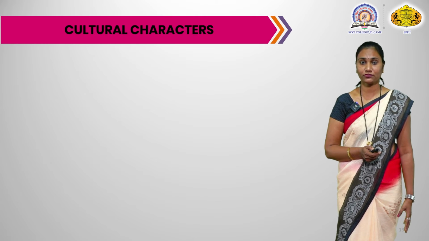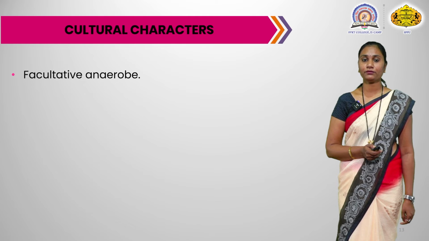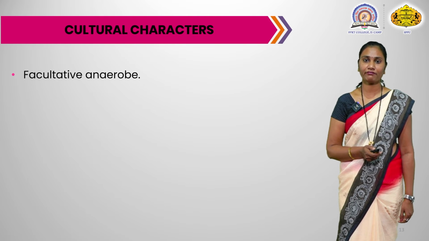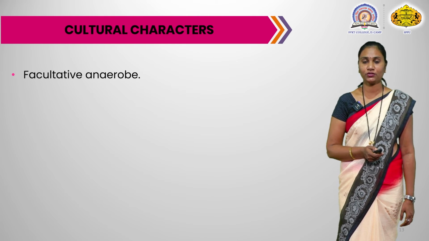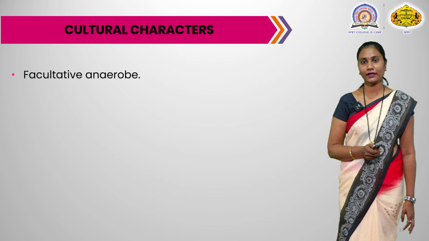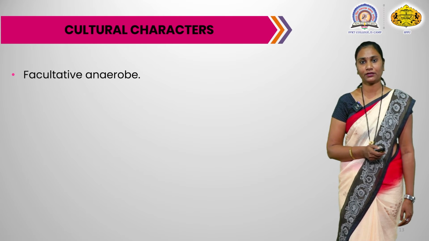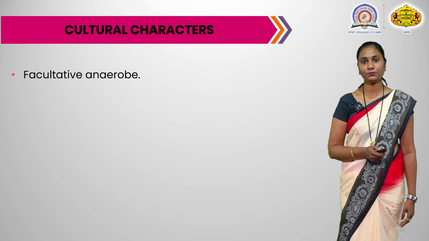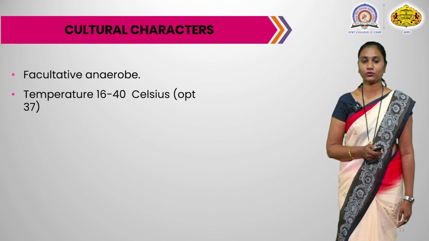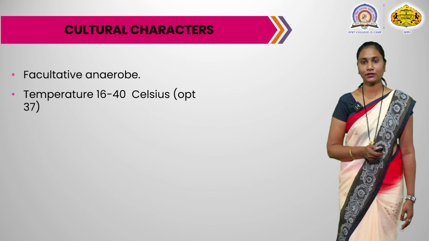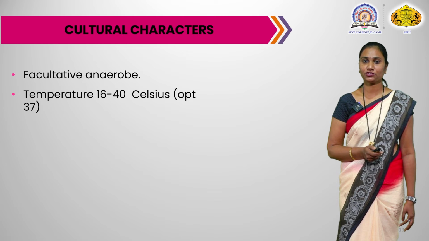Next we are going to move on to the cultural characteristics of this organism, how you are going to grow it if you want. Now when we talk about Vibrios, they are facultative anaerobic in nature. So they have a tendency to grow under aerobic as well as anaerobic conditions, but they generally prefer aerobic conditions as far as growth is concerned. The temperature ranges from 16 to 40 degrees centigrade, and 37 degrees centigrade is the optimum temperature for their growth.